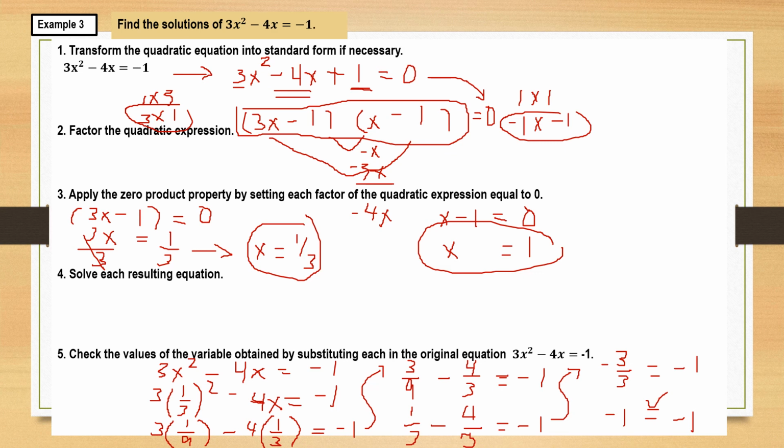Let us try now with x is equal to 1. So again, let us substitute 1 to the original equation. The original equation is 3x squared minus 4x is equal to negative 1. So let us substitute 1 to x.